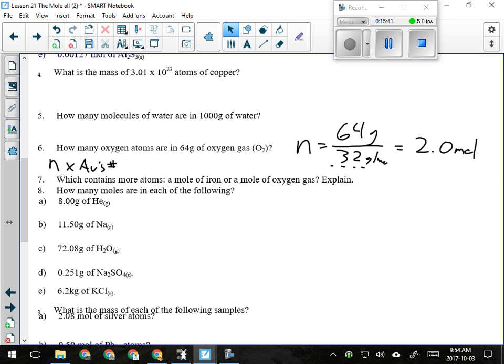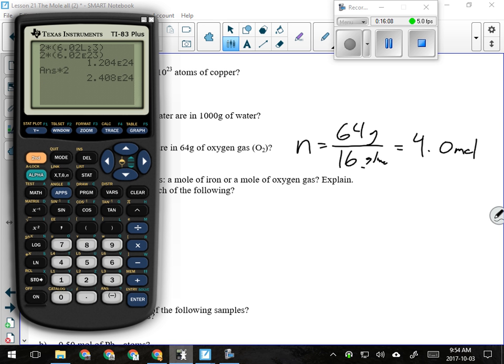The other way to do this would be, instead of using the molar mass of oxygen gas, I could use the molar mass of an oxygen atom. In which case, this number is not going to be 2, it's going to be 4. So now I'm going to have 4.0 moles. So now I go back over here, keep the n there, and go 4 times Avogadro's number, and I get straight to this number. Either way will work. The question is mostly just asking whether you understand the difference between a molecule of oxygen and an atom of oxygen. That's really all it's asking.